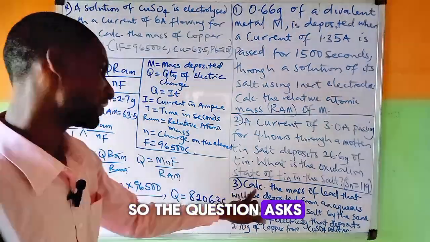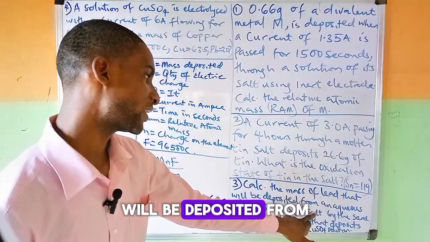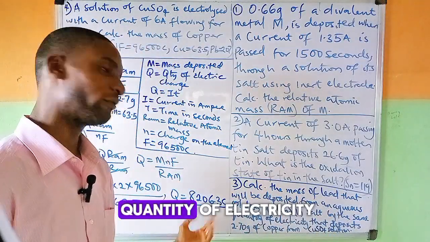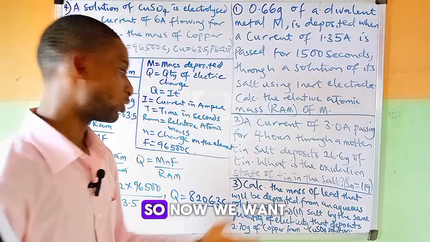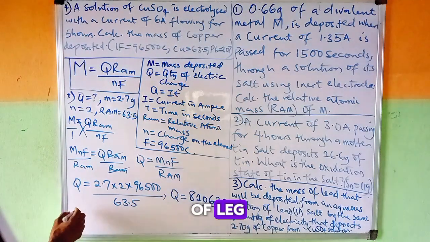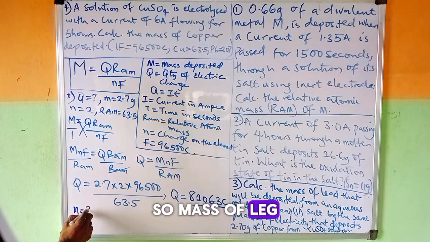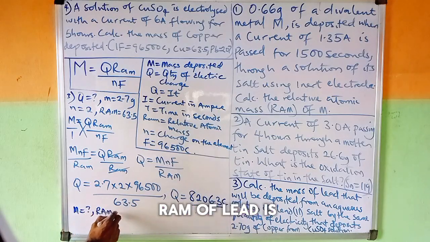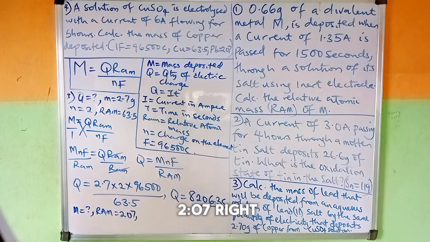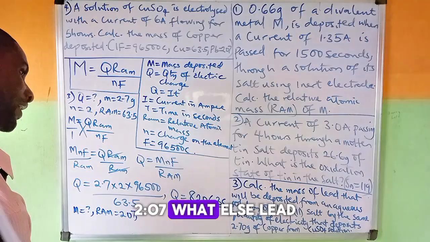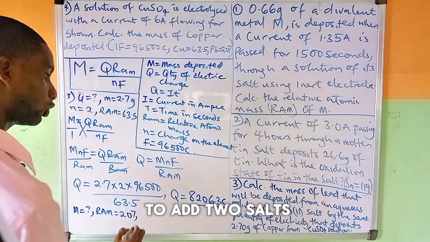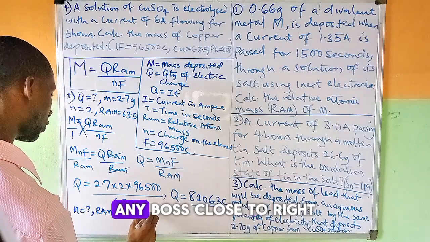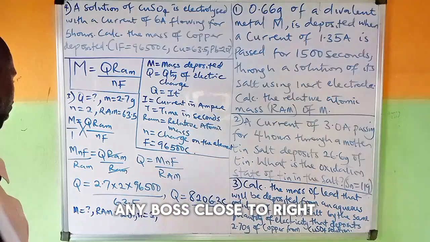So the question now says calculate the mass of lead that will be deposited from an aqueous solution of lead II salt by this same quantity of electricity. So now we want to calculate the mass of lead. The mass of lead is unknown. The molar mass, the gram of lead, is 207, right? 207. What else? Lead II salt, that means the charge will be 2. N equals plus 2, right?